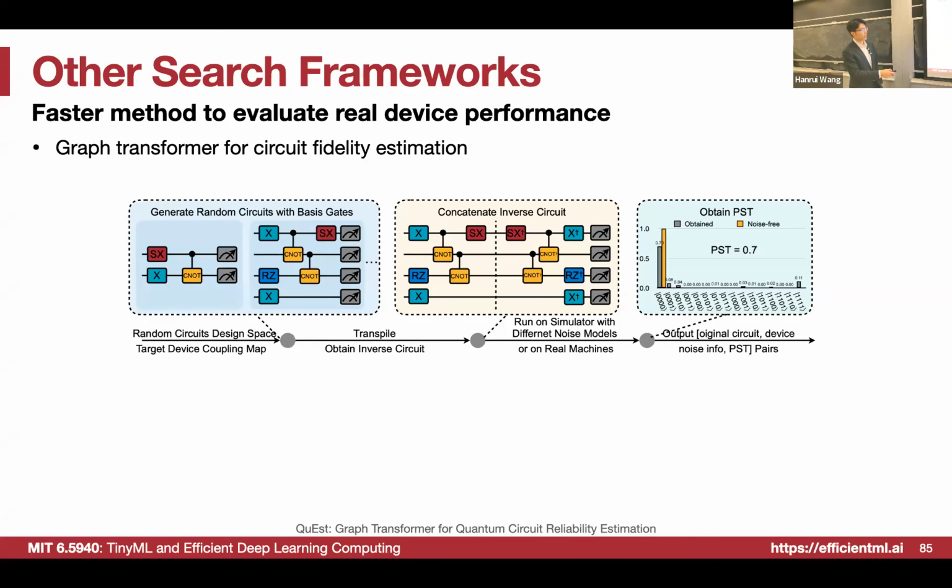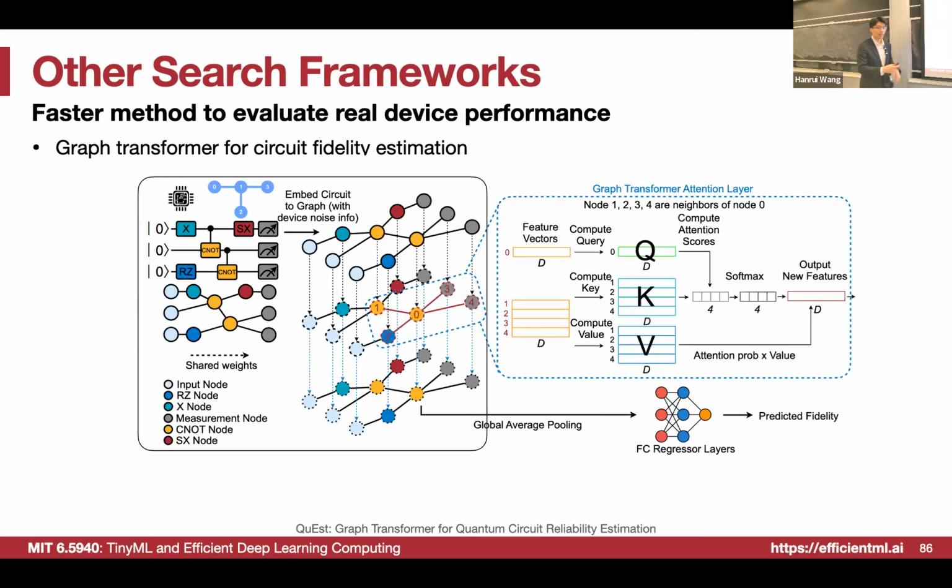And then we find an efficient way, like concatenating the inverse circuit, and then we can just evaluate this circuit once to obtain the fidelity. So in that case, we can have a very large circuit data set. And then we can use the graph transformer, where we have multiple layers to process the input random circuit structure.